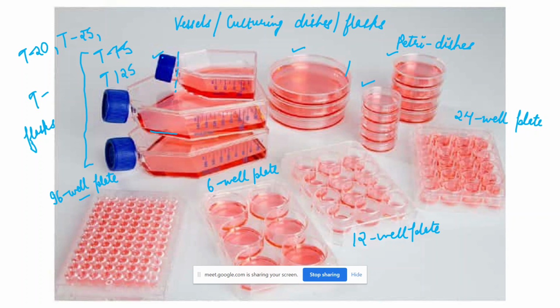Suppose you have some infectivity assay for which you do not need to culture the cells in such a big amount, because if you perform that assay in a big plate or big flask, then you will be wasting your cells, you will be wasting your reagents, you will be wasting a lot of media. So depending on the kind of assay that we are going to perform, we determine what kind of plate or what kind of culture dish or what kind of vessel we are going to use.